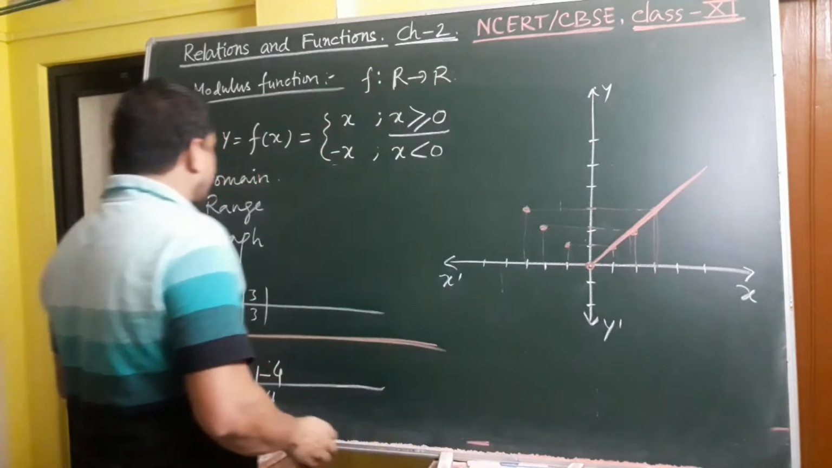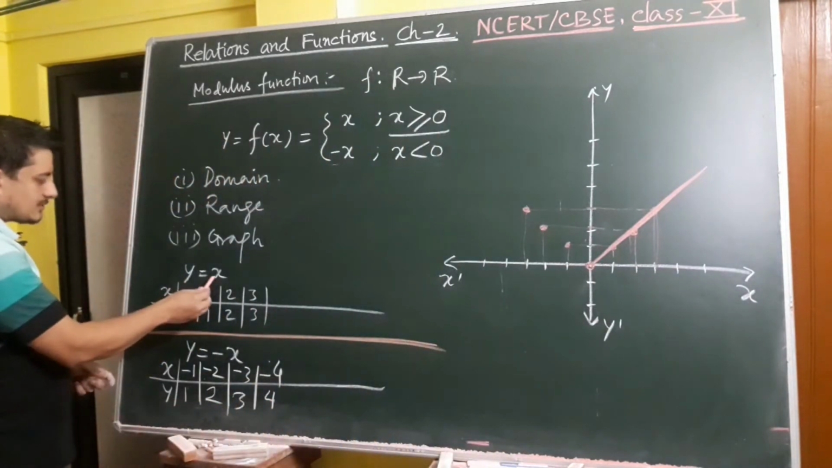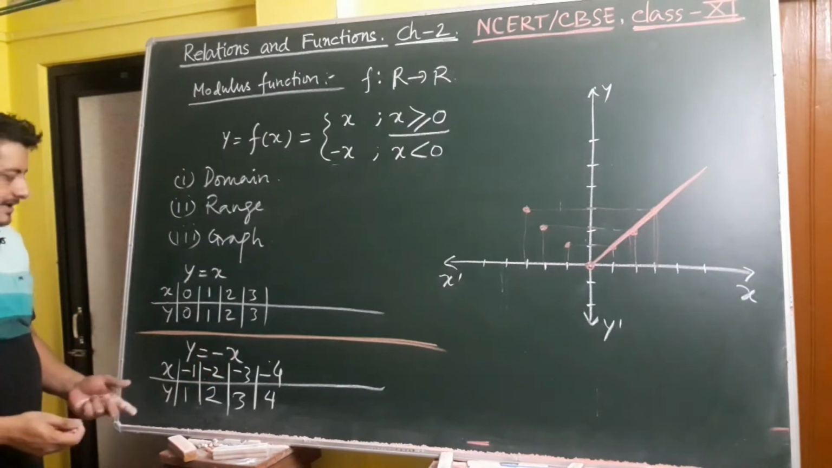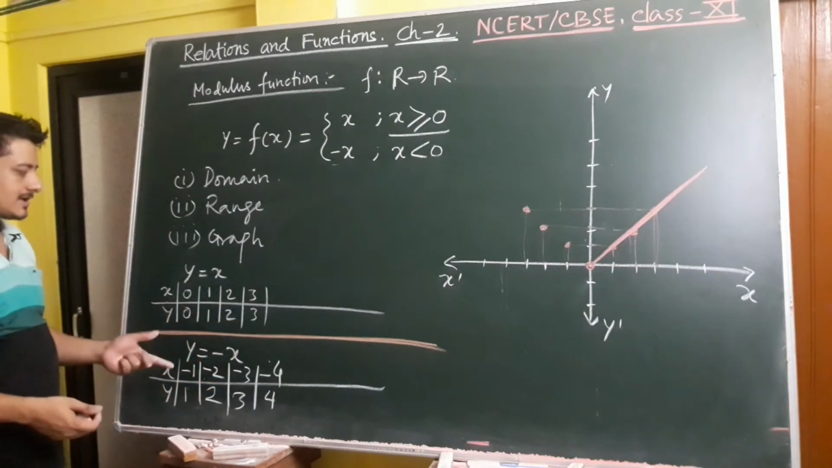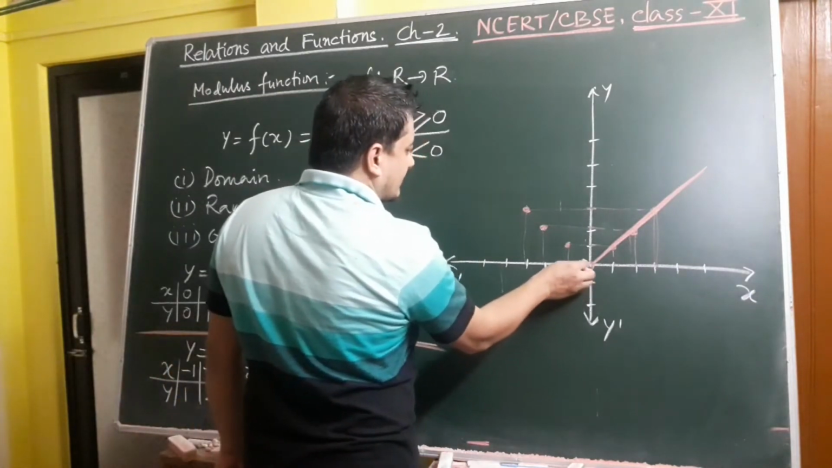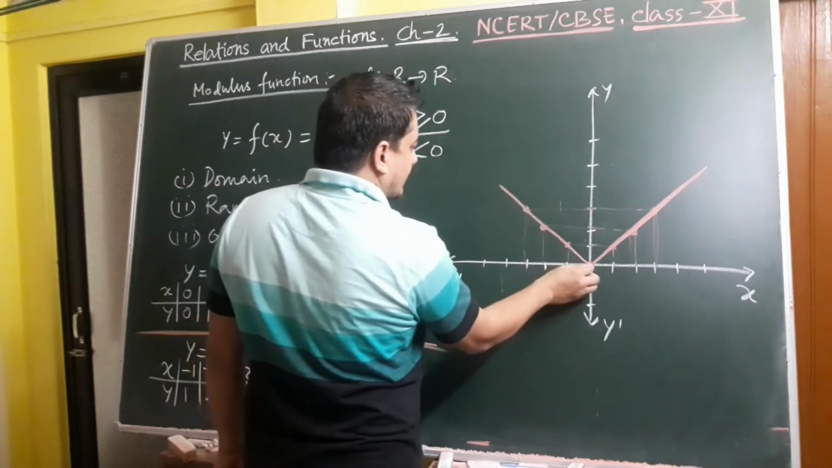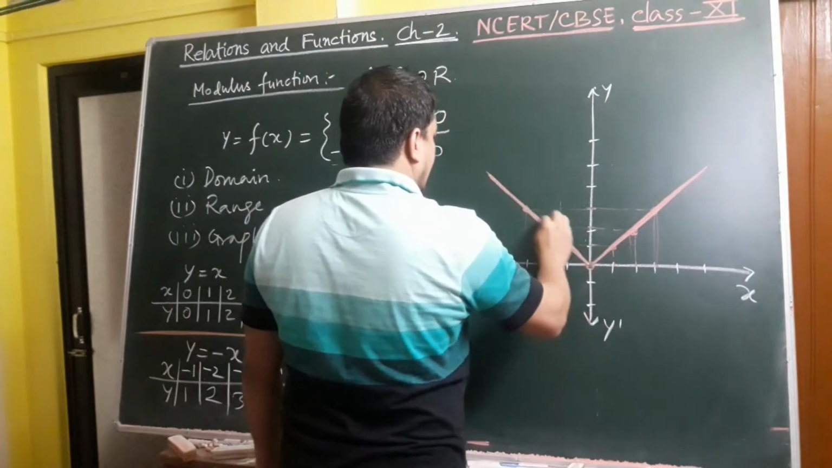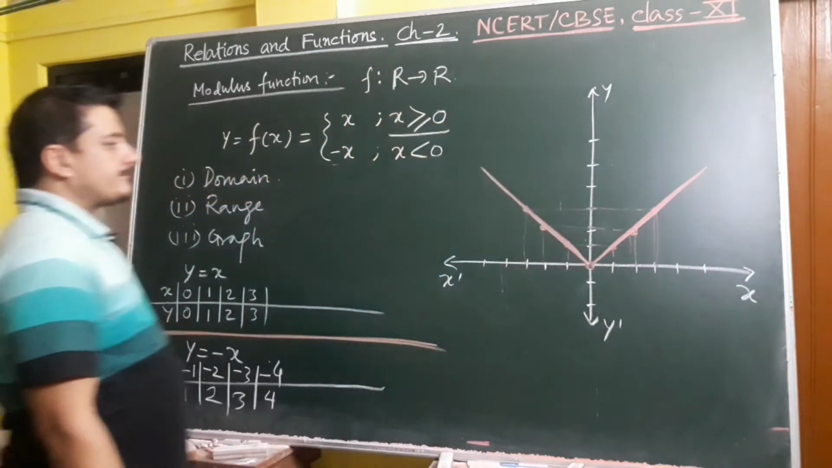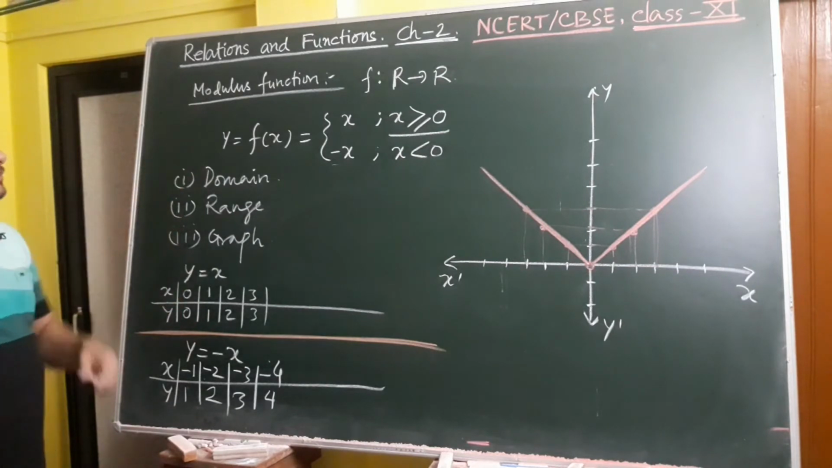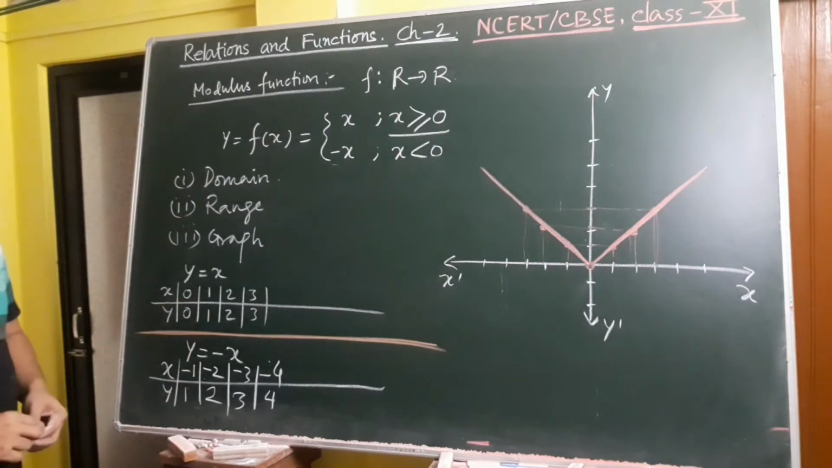You can see this is the equation, the power of x is 1, so these are basically equations of a straight line. That is why 2 points are sufficient, but we have taken more anyway. So whatever you see in red color, that is the graph of the modulus function.